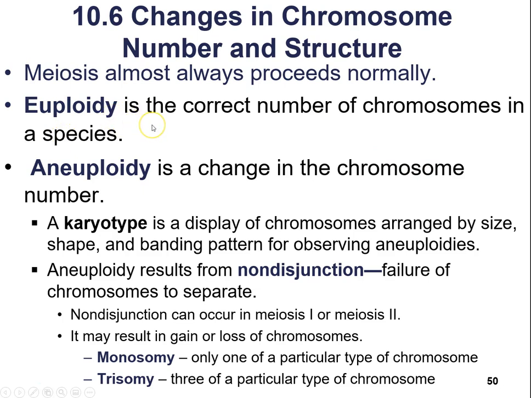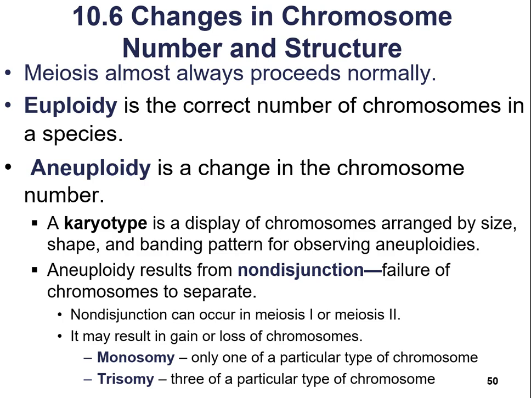Euploidy is a term for the correct number of chromosomes in a species. Aneuploidy is a change in chromosome number, whatever change that might be. We're going to talk about some of these things. Another term here is karyotype. I mentioned this in the beginning of the chapter and showed you a karyotype. Basically, it displays all those chromosomes, arranged by size and shape. You can see the banding pattern, and you can look for differences in the number of chromosomes from that karyotype.